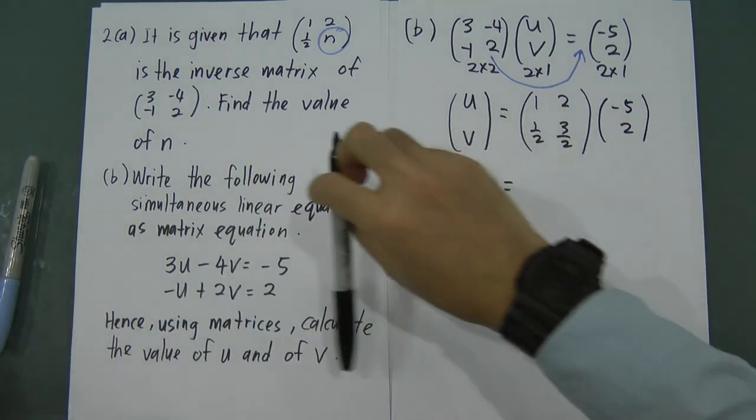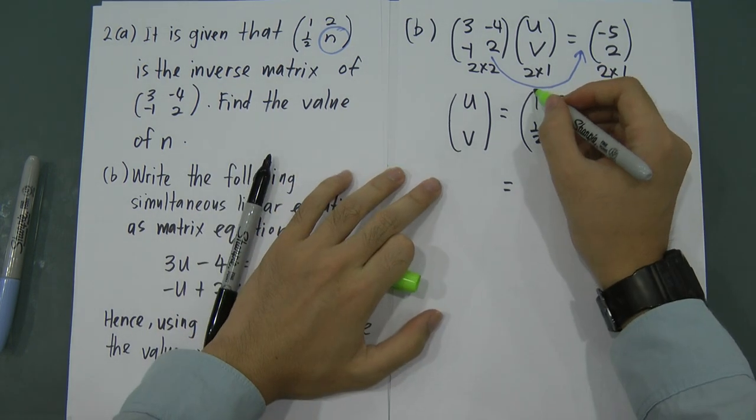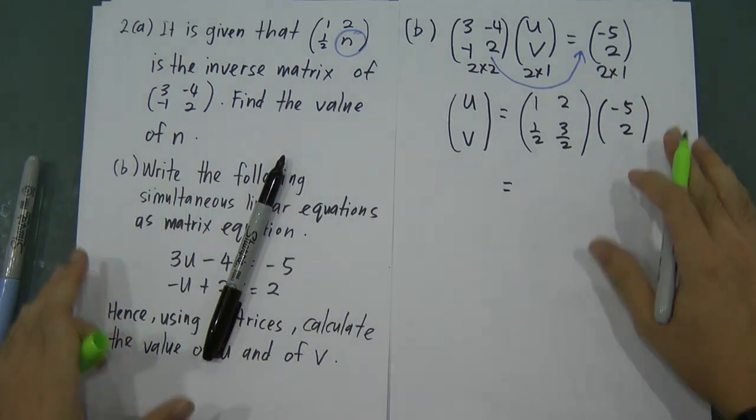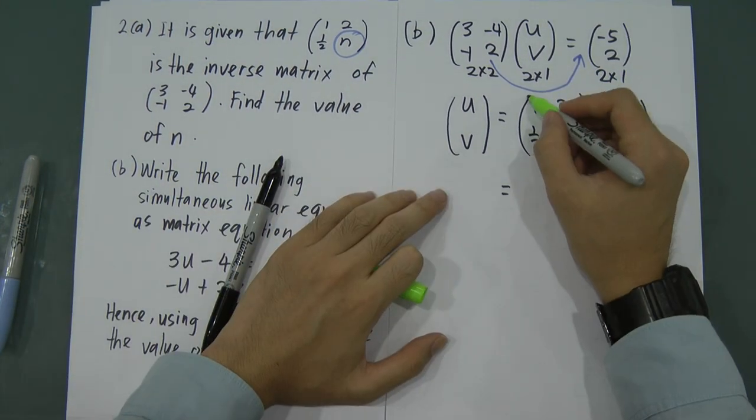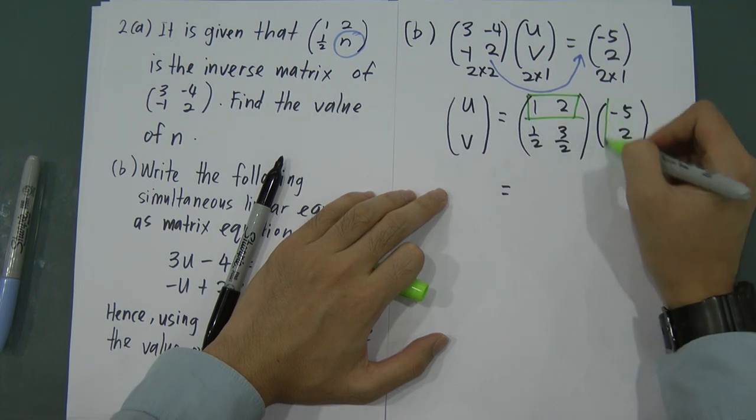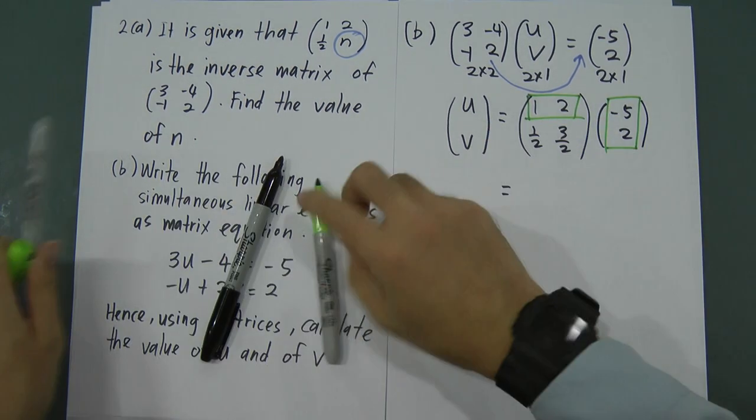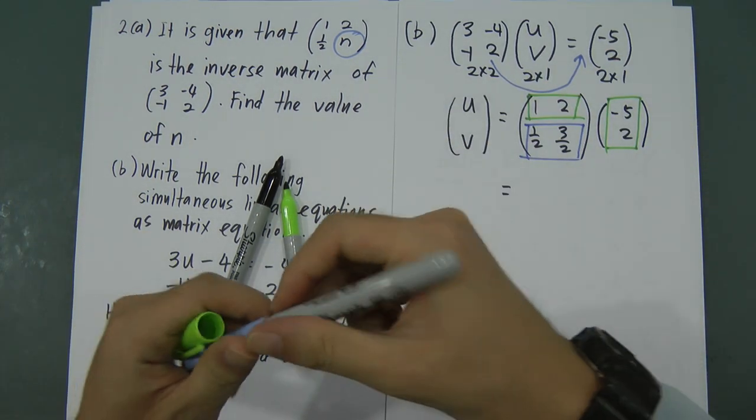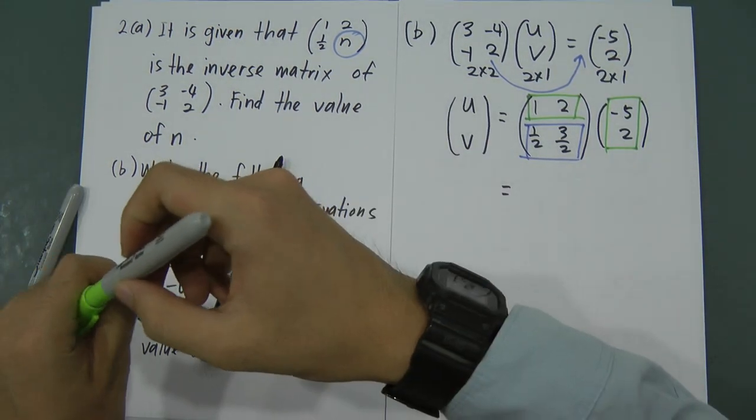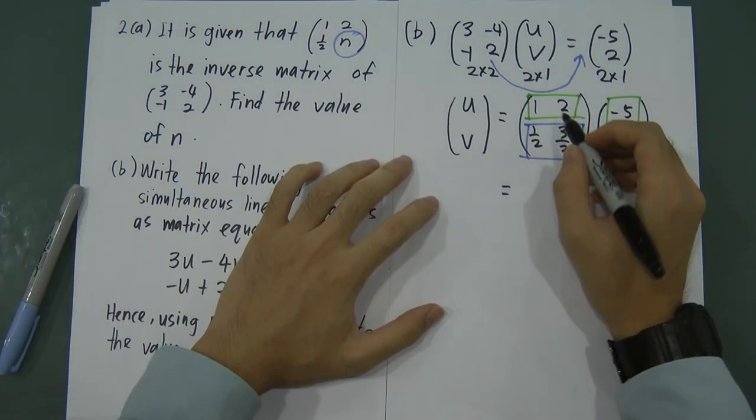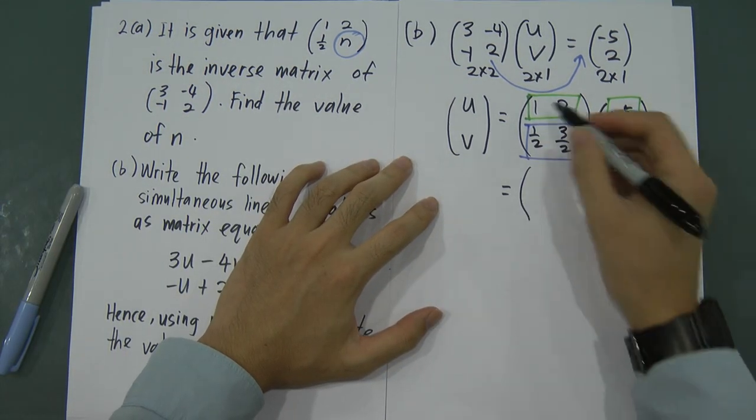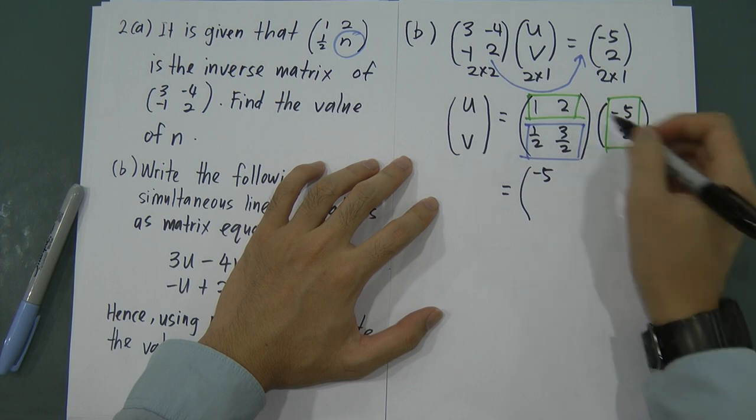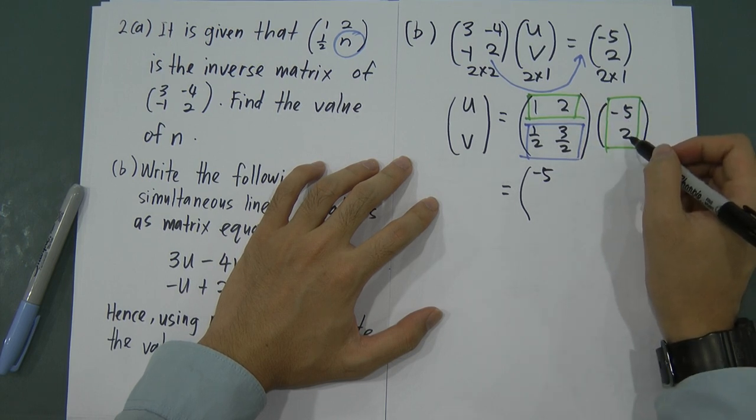Then we just multiply. If you watched my matrix video for Paper 1, you know I always say it is horizontal multiplied by vertical for the first combination, and then horizontal multiplied by vertical for the second combination. If you understand this, then I start to multiply. 1 multiplied by -5, I get -5. 2 multiplied by 2, I get +4.